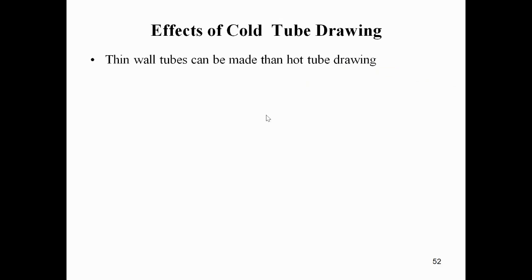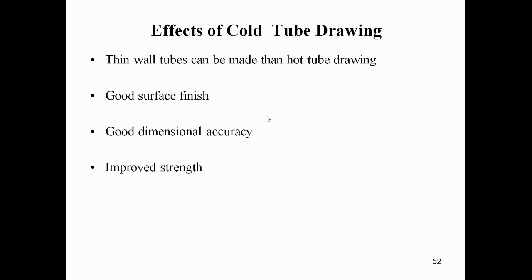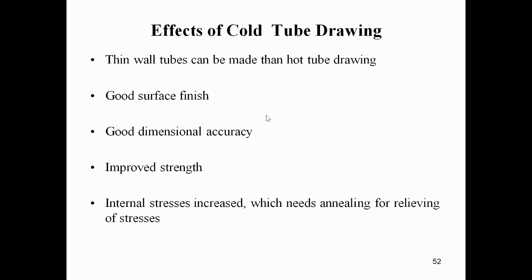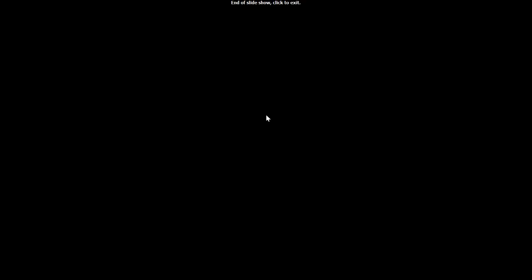Next, effects of cold tube drawing. Thin wall tubes can be made, compared to hot tube drawing. Good surface finish can be obtained. Good dimensional accuracy can be obtained. Improvement in the strength of the material. Internal stresses increase, which needs annealing for relieving the stresses developed inside the material.